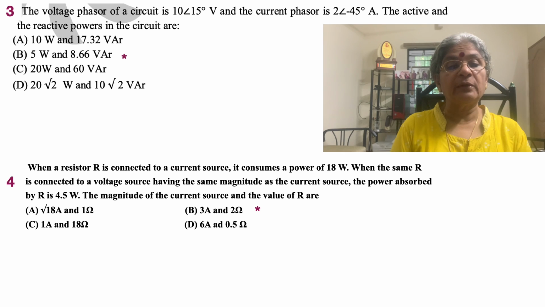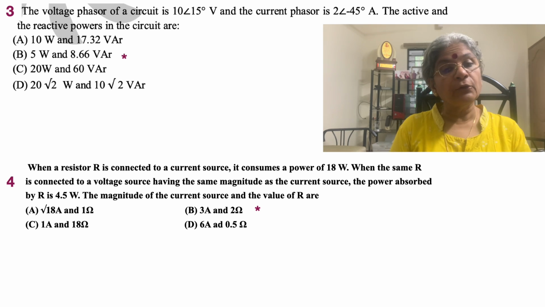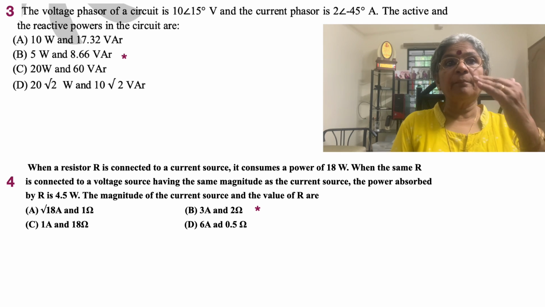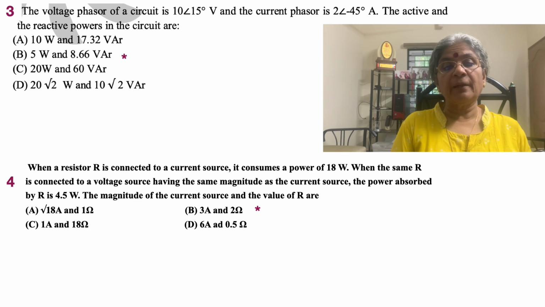So now we have two equations. One is I square R is equal to 18 watt, and the other is V square by R, where V is the same as equal to I, so I square by R is equal to 4.5. We need the magnitude of the current source and the value of the resistance. It's easier to find out the value of the resistance first. I square R divided by I square by R gives you R square as equal to 18 by 4.5, which is equal to 4. So R square is equal to 4 or R is equal to 2, and there's only one answer there.